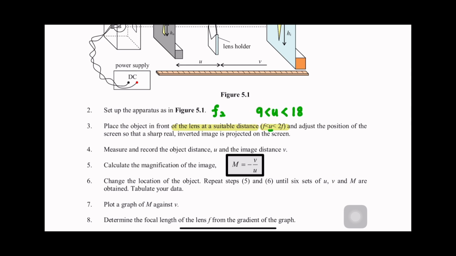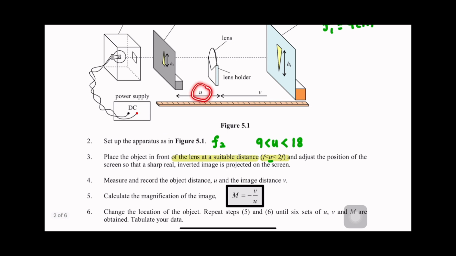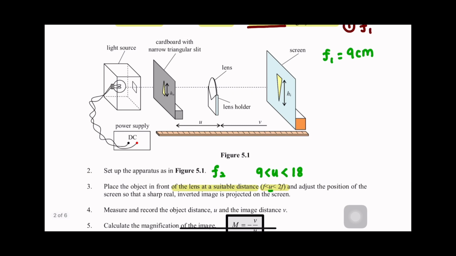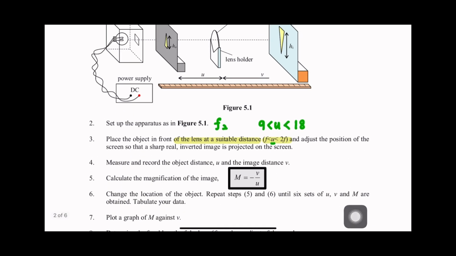Itu dia punya range untuk dapatkan focal length. You kena adjust u iaitu object distance ni di antara range 9 hingga 17. Maksudnya di antara 9 dan 18. Maksudnya 10 hingga 17. Faham? Nilai 9 ni daripada yang kita estimate awal-awal tu. Kalau contoh estimate focal length you dapat 10, means that untuk eksperimen yang focal length kedua ni, range untuk object distance yang you kena ambil adalah daripada 11 sehingga 19.